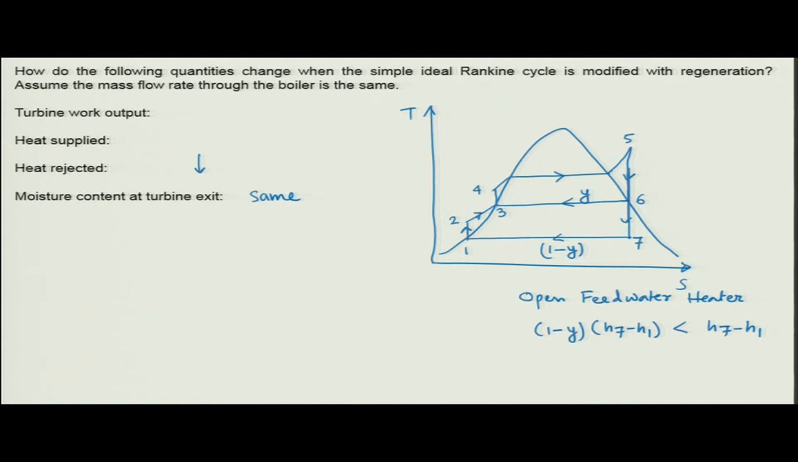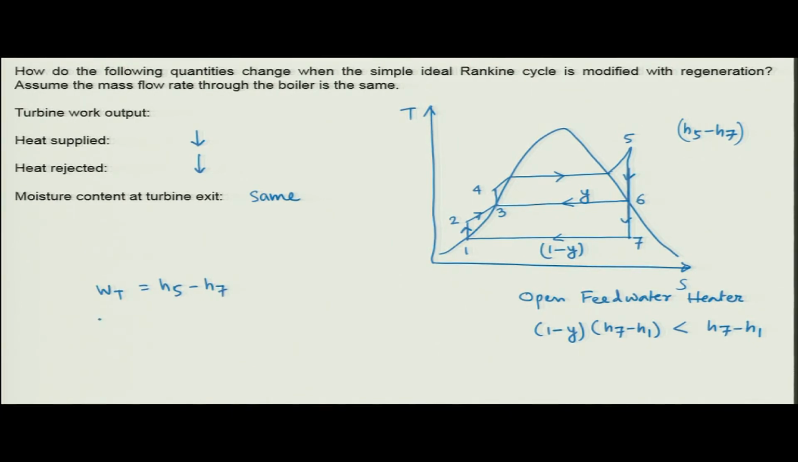What will happen to the heat supplied? Here the heat is supplied between points 4 to 5. Earlier, if there is no regeneration, then you would have supplied heat from 2 to 5. Again you can see that the area under the curve 4 to 5 is small compared to the area under the curve 2 to 5. Therefore, the heat supplied will also decrease. Now, what will happen to the turbine work output? The specific turbine work output is basically H5 minus H7, which is the same for both cases. But in the original cycle, H5 minus H7 is the turbine work.